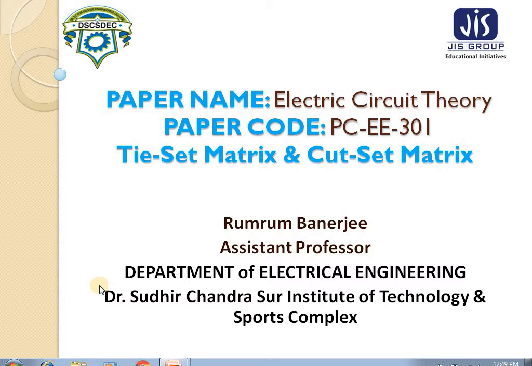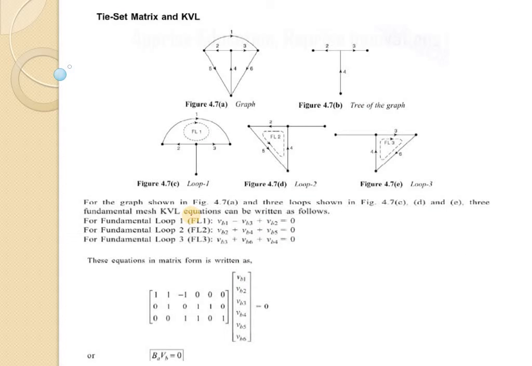In this lecture, we will talk about the tie-set matrix and its KCL and KVL relations, and also the cut-set matrix and its properties, and how the cut-set matrix will be developed in case of graph theory. So, let us start with the tie-set matrix and KVL.